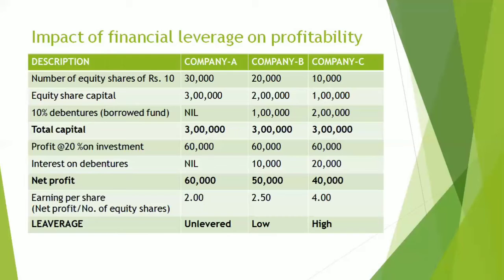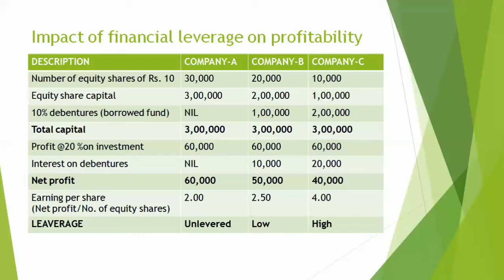But what will be the effect of financial leverage? Earning per share. Now, if you want to find earning per share, what you have to do? You have to divide net profit by number of equity shares. So let us talk about company A. Company A net profit is 60,000 divided by number of equity shares 30,000. So earning per share will come rupees 2 per share. That means per shareholder rupees 2 earning is there.